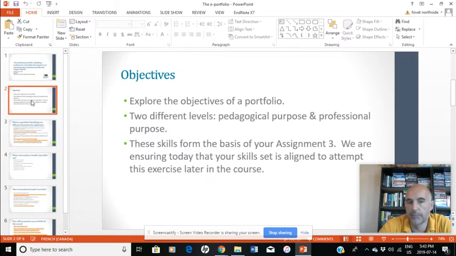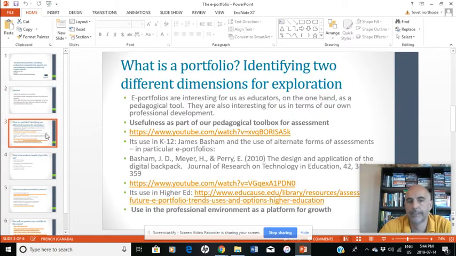So the objective today is to explore the objectives of portfolio at two different levels: pedagogical purpose and professional purpose. Obviously, a lot of you are educators, so it serves within your own practice, within your toolbox, in terms of assessment probably, and then also for your own use and your professional purpose. That's the main focus of the use in this course. And then we'll see the skills from the basis of assignment 3. So we're double checking and ensuring that the skill set is aligned to attempt this exercise later in the course. If it's not, then you reflect about what you need to develop and hone in on.